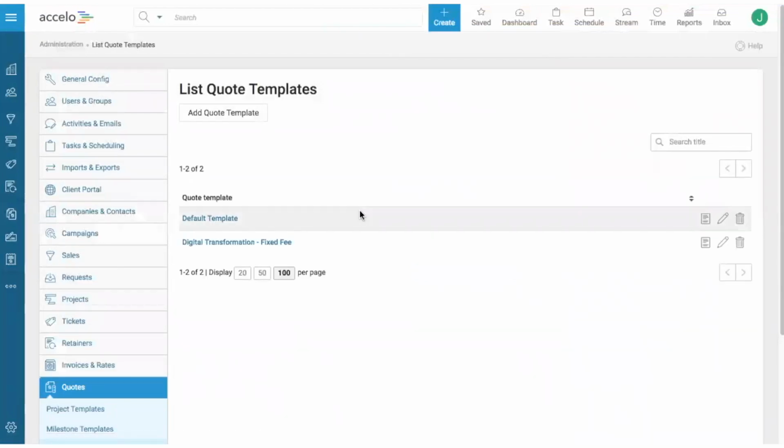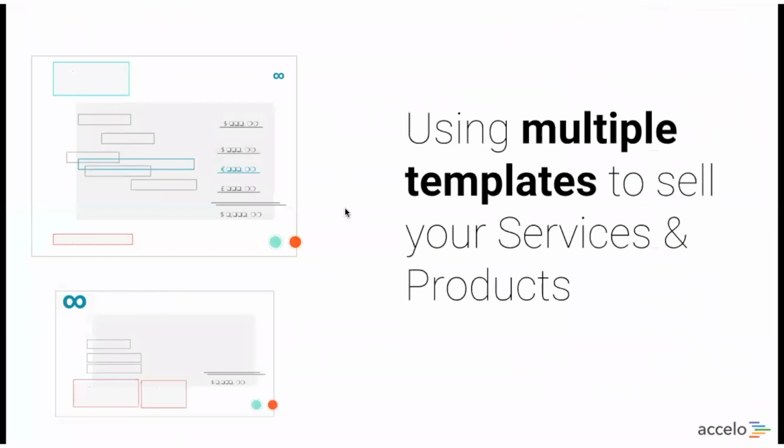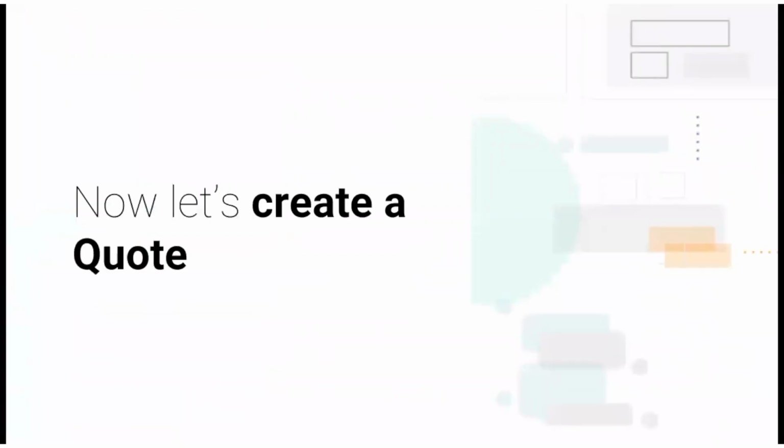All right, great. So now we have two templates, the default template that we use for most of our services, and then a new quote template anytime we have a customer looking for information about our digital transformation services. Now, what we'll do next is we'll create a live quote. And if you recall, quotes are created from the sales section. So we're going to drop into a sale, create the quote, and then send it out to the customer.